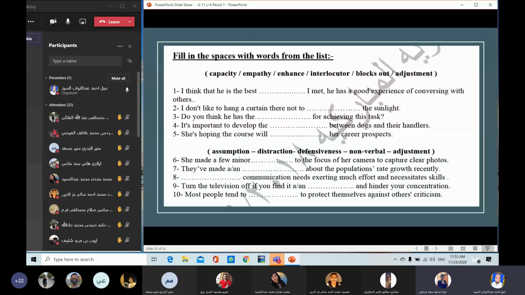Population rate, destruction or defensiveness? Destruction? No. Defensiveness. Assumption means they made an assumption about the population growth rate. An assumption means, for example, last year it was 7 million and this year it is 8 million, so the increase is 1 million. This is what they have made an assumption about: the population's recent rate of growth.